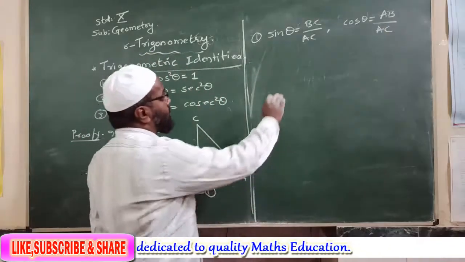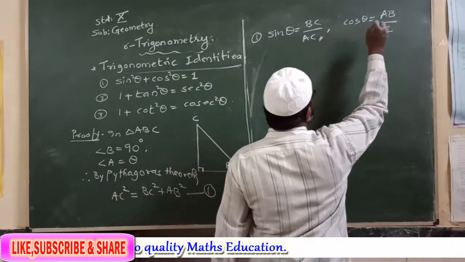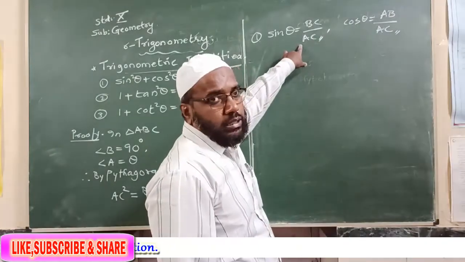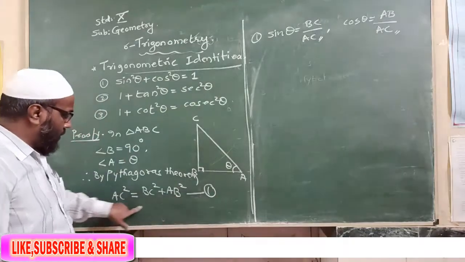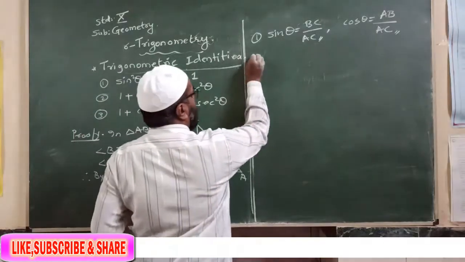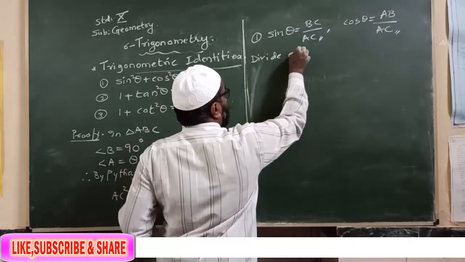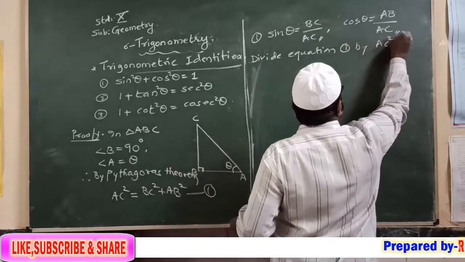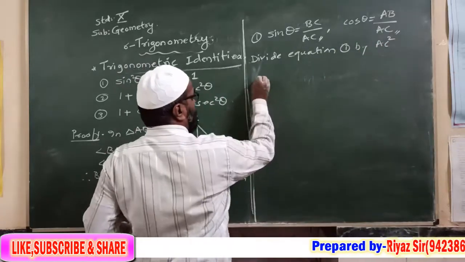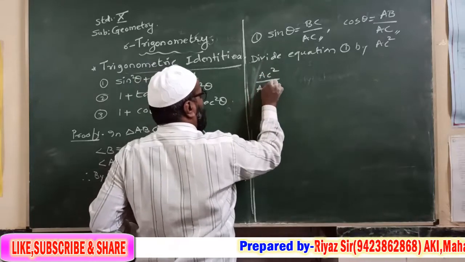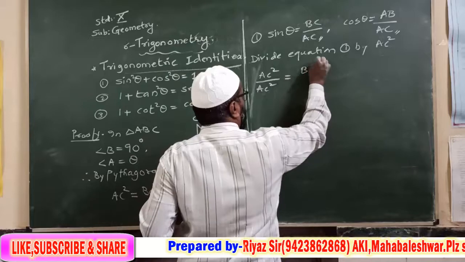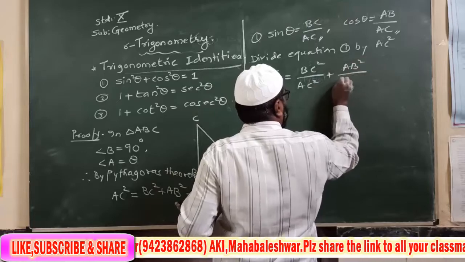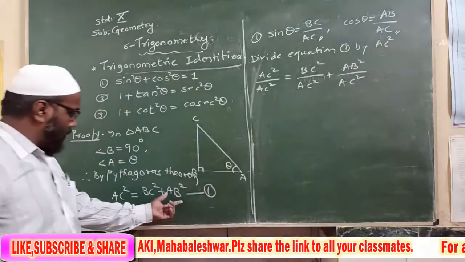Now if we observe the denominator of sin theta and cos theta, that denominator is common and is equal to AC. So we divide equation 1 by AC square. So you will get AC square upon AC square is equal to BC square upon AC square plus AB square upon AC square.